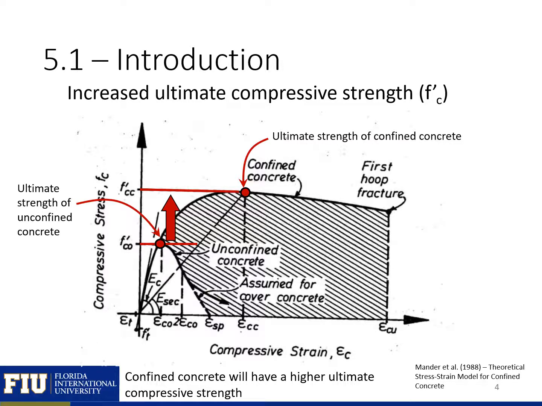First, we can see that confinement is going to have a large effect on the ultimate strength of our concrete. Here I highlighted the ultimate strength of our unconfined concrete versus the ultimate strength of our confined concrete, and we can see that the confined concrete ultimate strength is substantially higher than the unconfined concrete strength. How much higher will depend on the type and amount of confinement reinforcement provided.